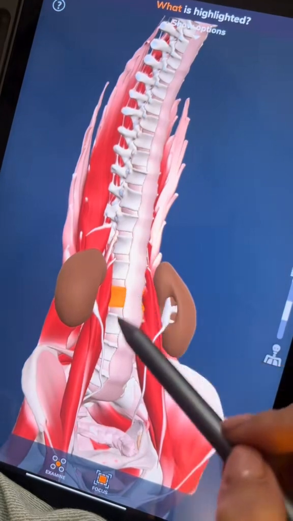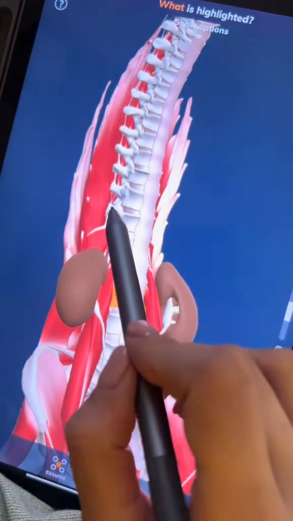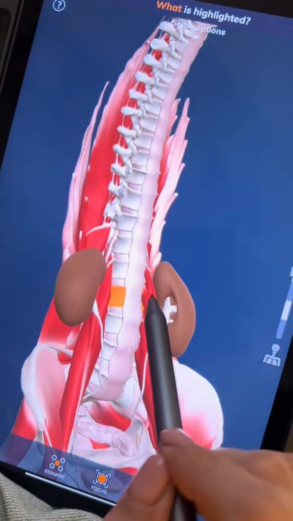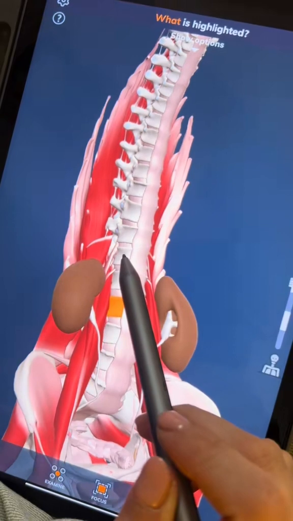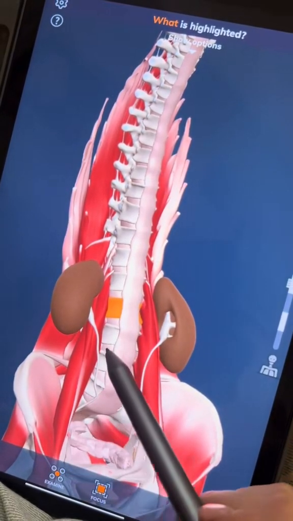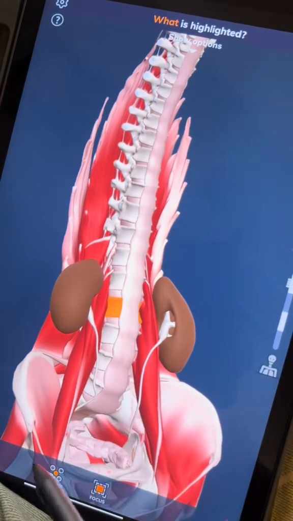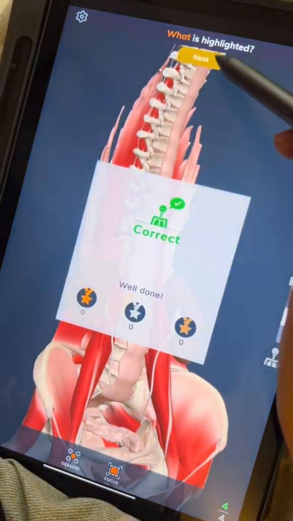I know that this is one of the lumbar vertebrae because it doesn't have the attachment sites for the ribs like the thoracic vertebrae do. So let's just count L1, L2, L3, and then we would have L4 and L5, and then we would have the sacrum. 3rd lumbar vertebra, correct.